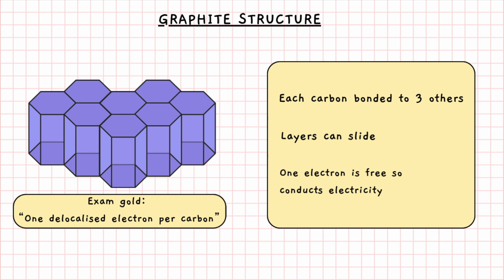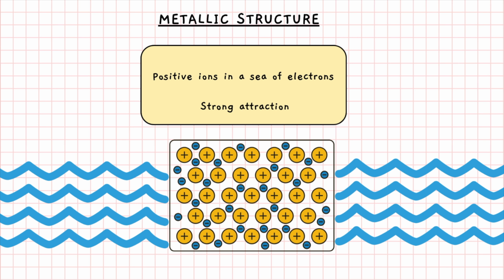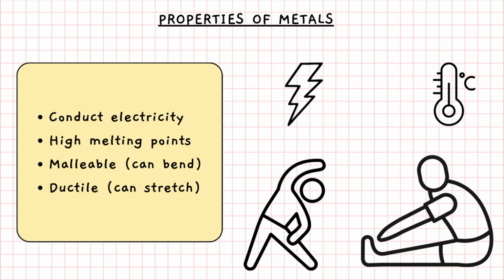Metallic bonding happens in metals. Metal atoms lose electrons to form positive ions. These electrons become delocalized. You can think of it as a sea of electrons, positive ions surrounded by moving electrons, and the attraction between them holds the structure together. This explains why metals conduct electricity, because electrons can move, have high melting points, and are malleable and ductile, meaning they can bend and stretch.